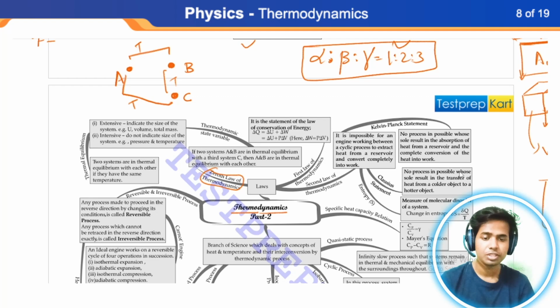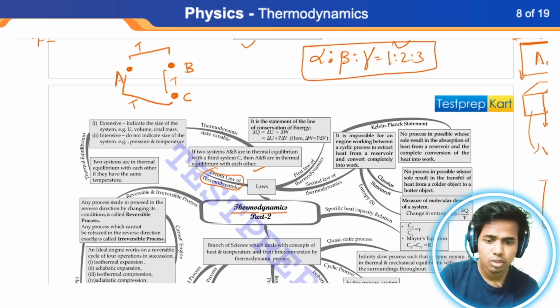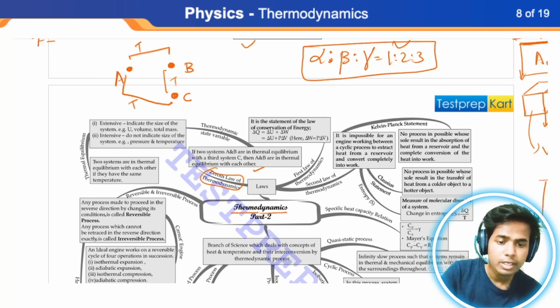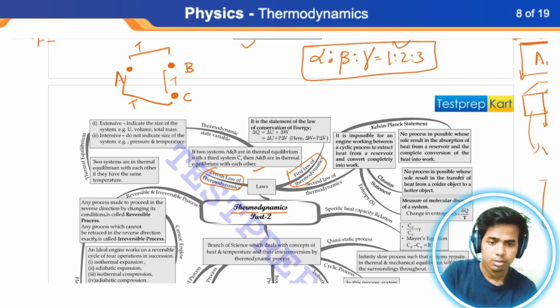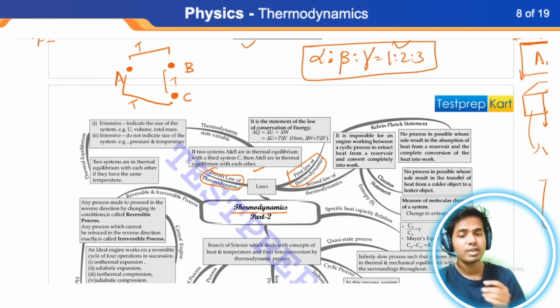For the sake of it, you should remember it, although it is rarely used directly because it is just a result which is obvious. So, zeroth law of thermodynamics. The most important law of thermodynamics is the first law of thermodynamics, which basically defines the energy, the law of conservation of energy.